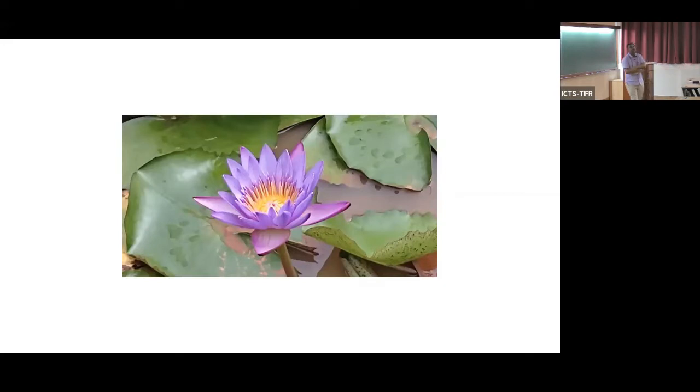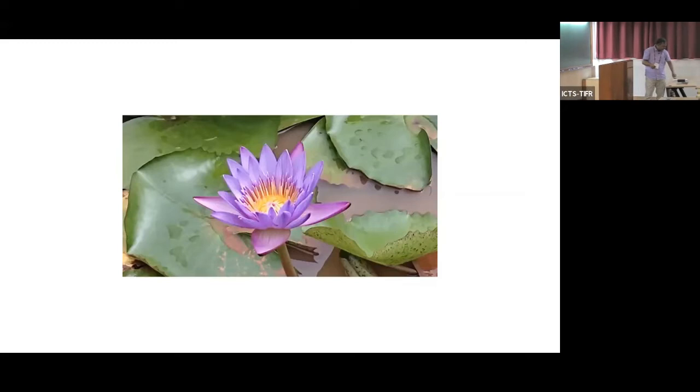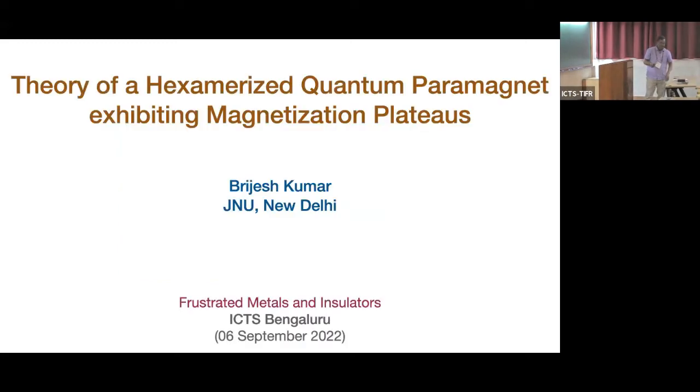ICTS is a lovely place. Those who have not been able to come here physically must come just to see these flowers. Every time I visit ICTS, I never fail to be captivated by these beautiful lotuses and so many other things in the campus. So let me start my talk.